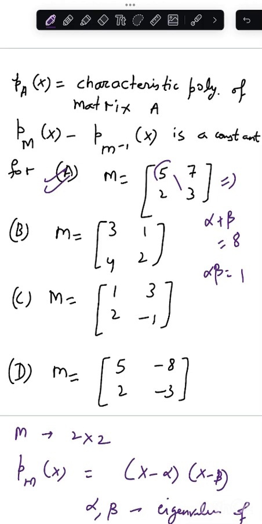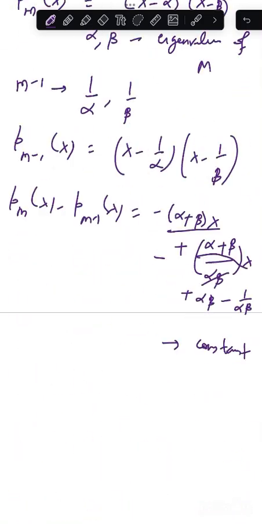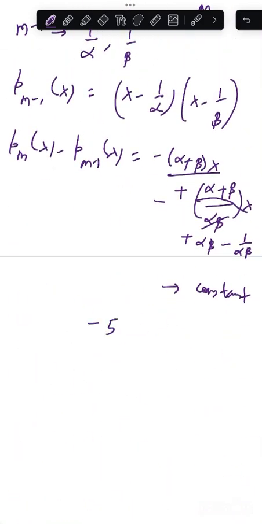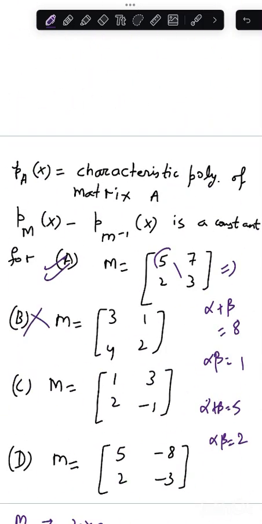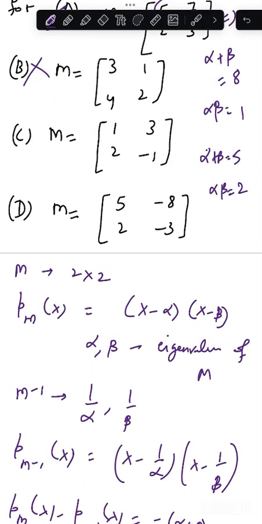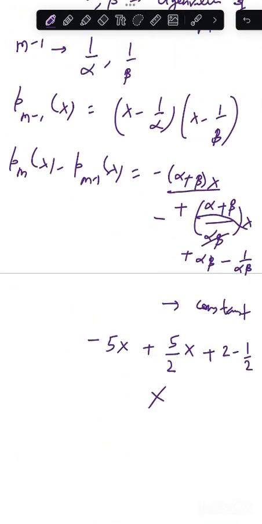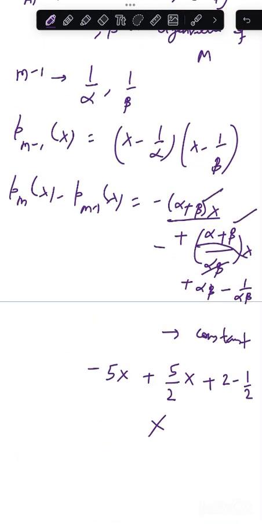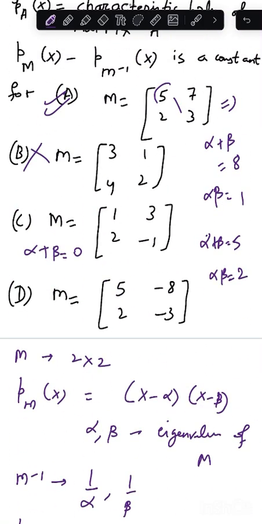What about option number B? Well, for option B, alpha plus beta becomes 5, and alpha beta becomes 2. So if we plug these values here, we get minus 5x plus 5/2 x plus 2 minus 1/2. And this is clearly not a constant. So option B is incorrect. What about option number C? Well, in option C, alpha plus beta is 0. So this term goes to 0, this term becomes 0, and we're left with a constant. So option C is correct as well.